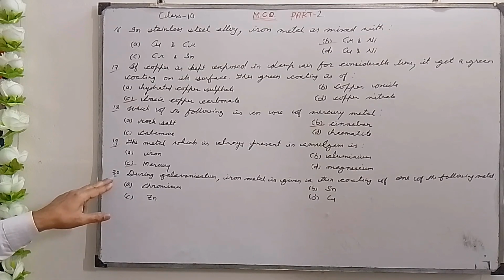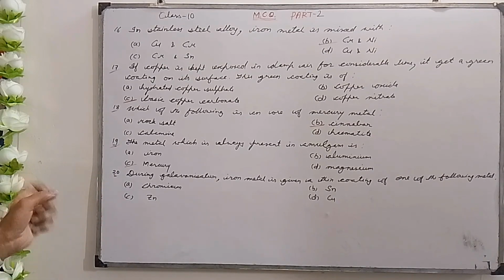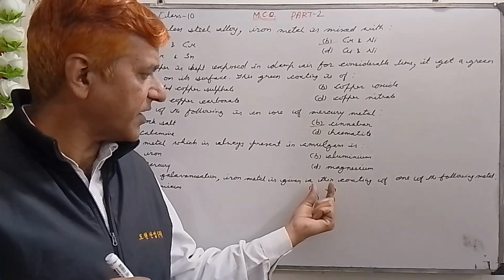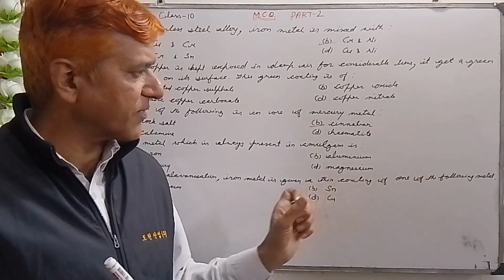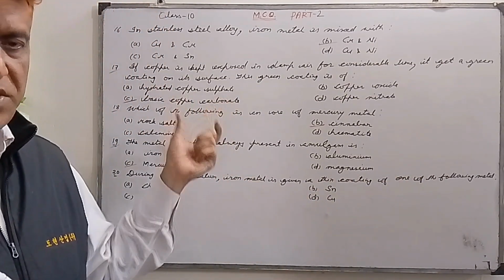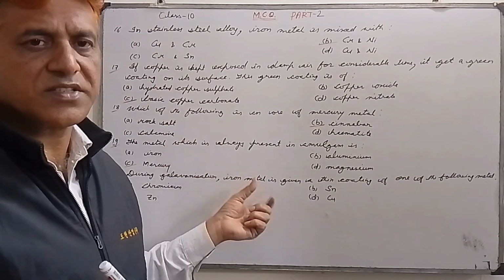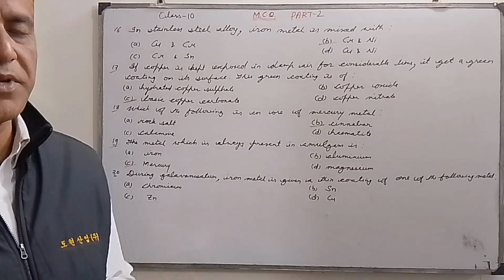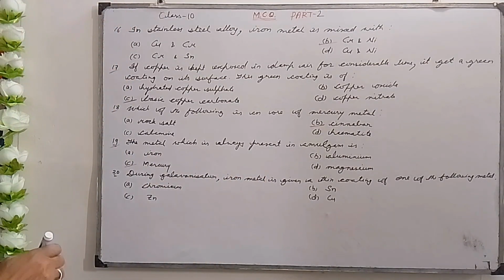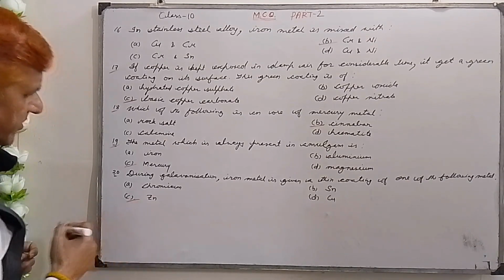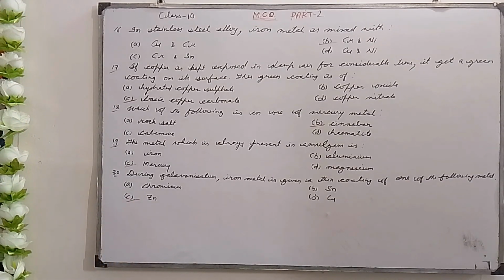Now we have question number 20. During galvanization, iron metal is given a thin coating of one of the following metals. So my dear students, in galvanization, iron is given the coating of zinc. Please remember this. This is also a very important question. So our correct option is C.